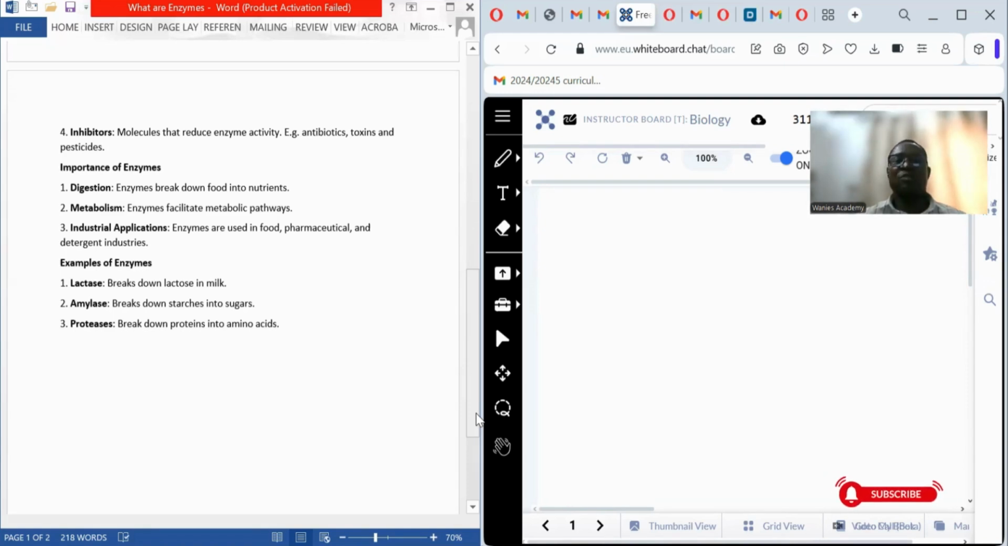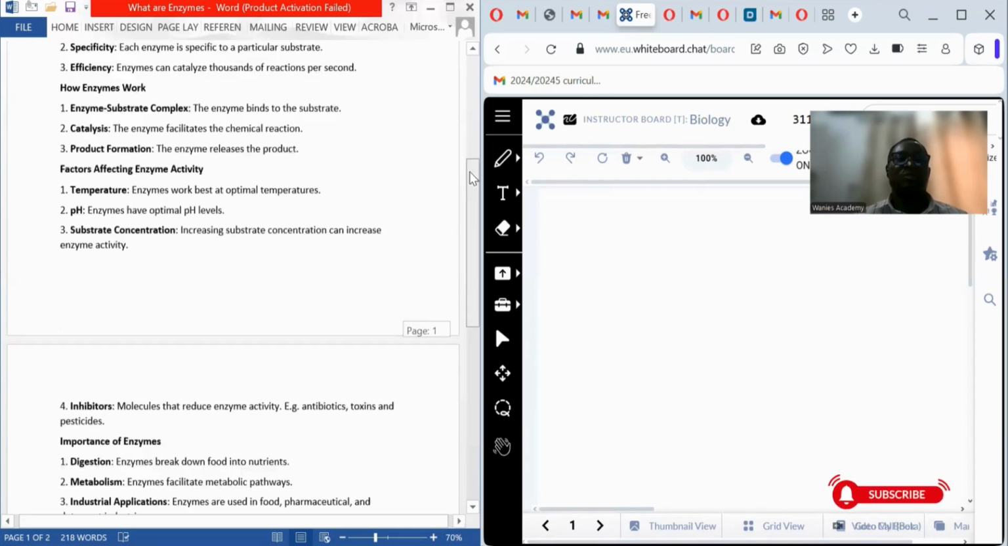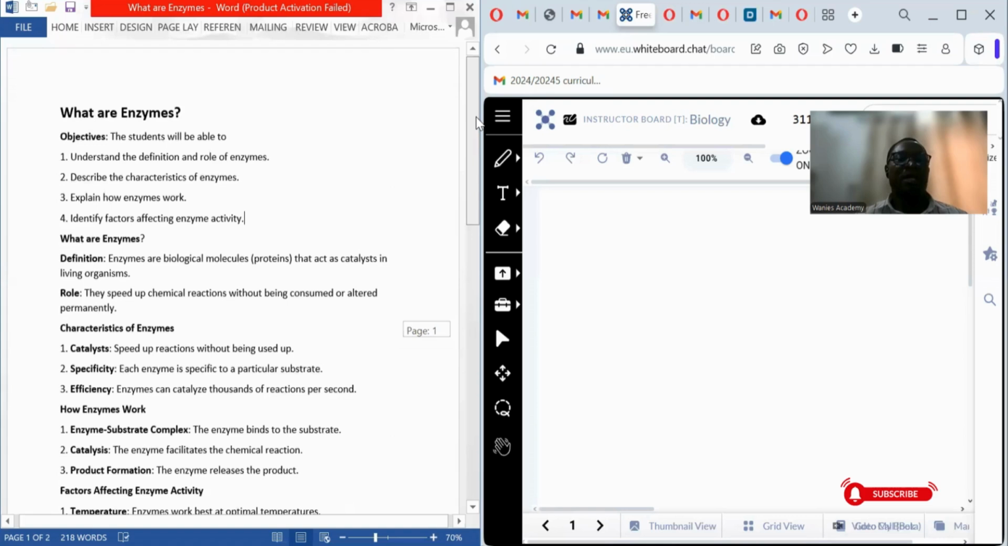Amylase also reacts upon carbohydrates. It breaks down starches into glucose, galactose, fructose, sucrose, depending on the type of sugar it is, be it complex or simple sugar. The enzyme protease is another important enzyme in digestion. It helps to break down protein into amino acids.